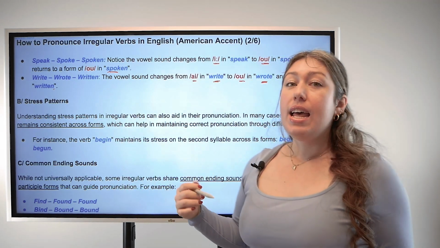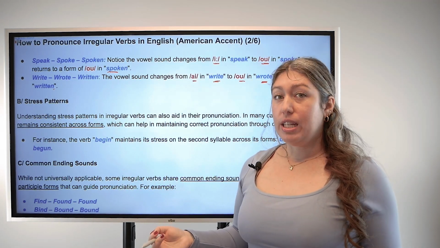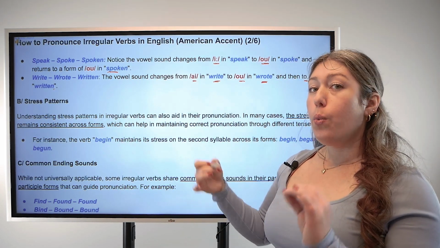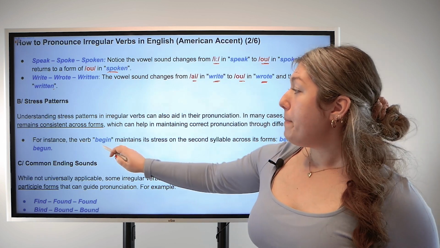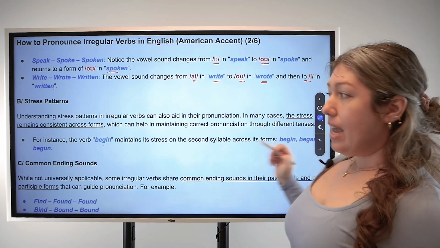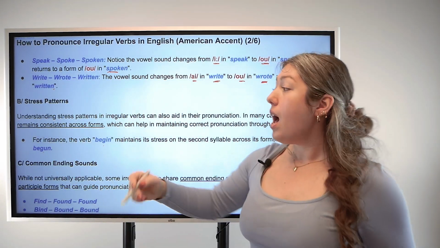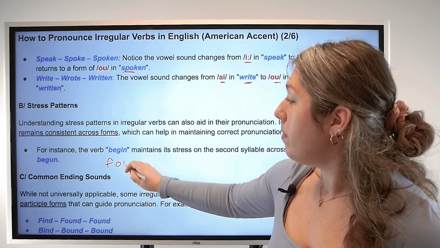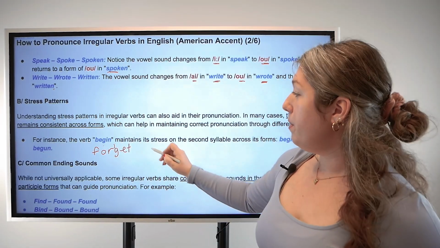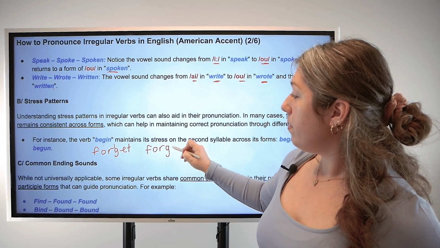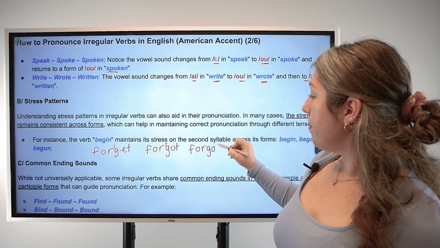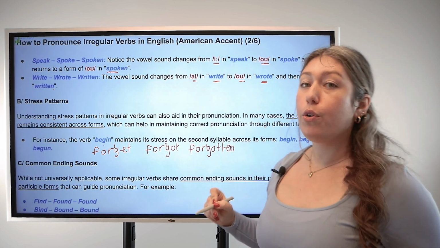Good. Now, with irregular verbs, we also have stress patterns. And normally, irregular verbs have the same stress pattern when it changes form. For example, begin has the same stress on the second vowel as began and begun. Another example, forget, emphasize the second syllable. Forgot. And forgotten.